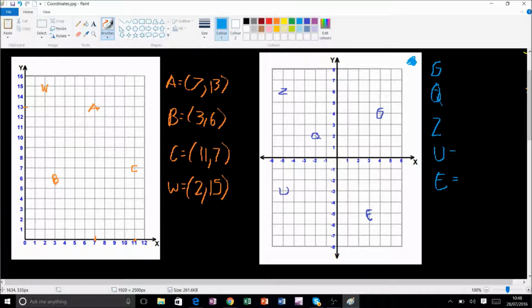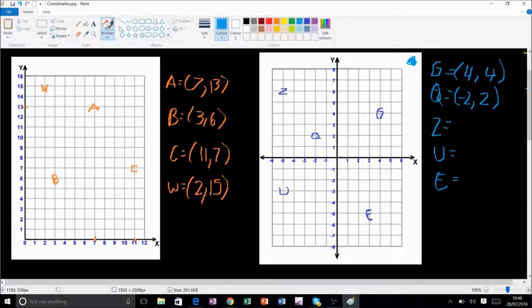Okay, so those are all the letters that we're going to look for the coordinates. G goes across by 4 and up by 4, so 4, 4. Q goes across to -2 and up to +2.